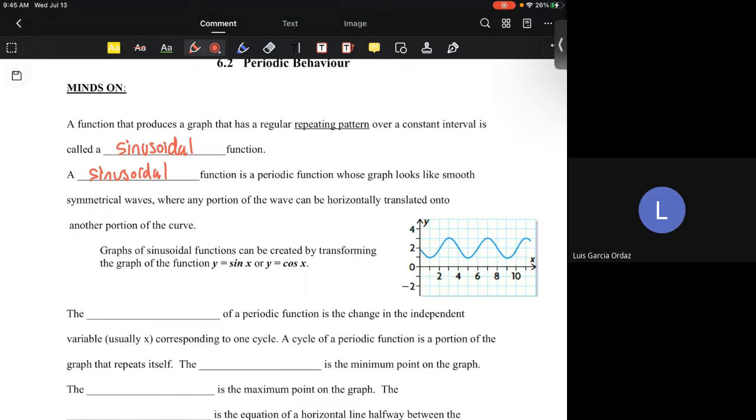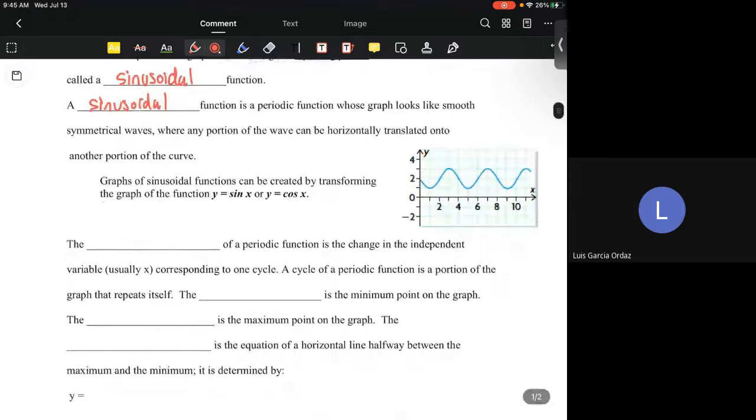So basically, if you ever look at a heart monitor, it looks like waves. It can represent a sine function, which is what we are accustomed to. So like I said, we have sine and cosine. In this case, we're just going to focus on sine. So the cycle of a periodic function is a change in the independent variable corresponding to one cycle. A cycle of a periodic function is a portion of the graph that repeats itself.